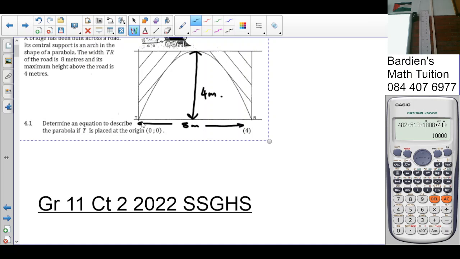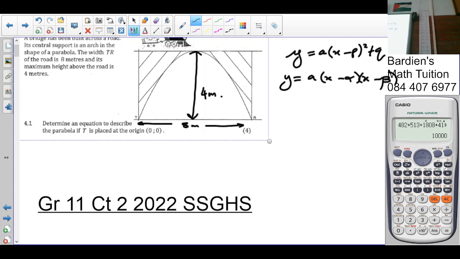Okay. So the question says determine the equation to describe the parabola if T is placed on the origin, which is 0 and 0. So to determine the equation of a parabola, we need to know it's either going to be in the form of y equals a into x minus p squared plus q, if the turning point is known, or y is equal to a into x minus x1 times x minus x2. That is if you know the two x-intercepts.